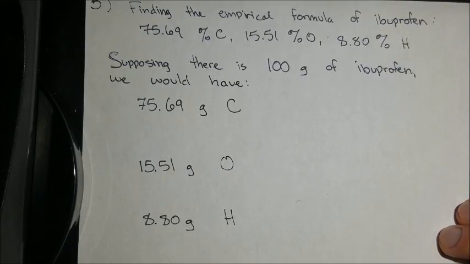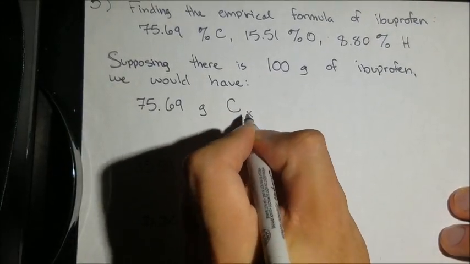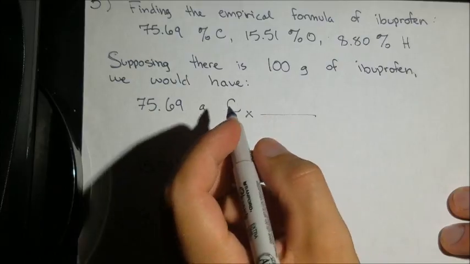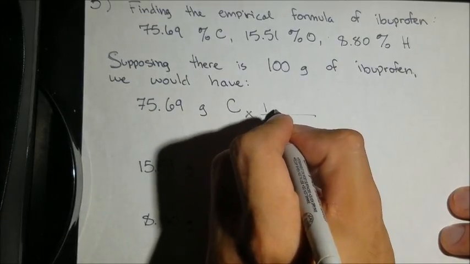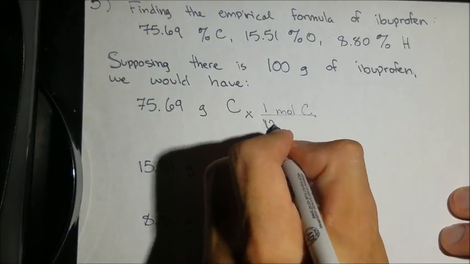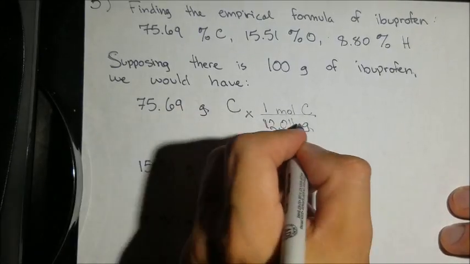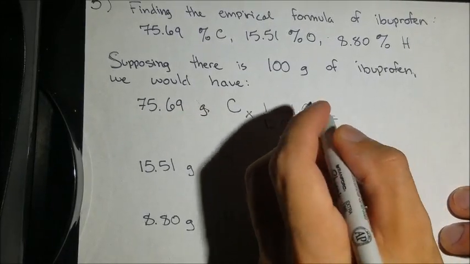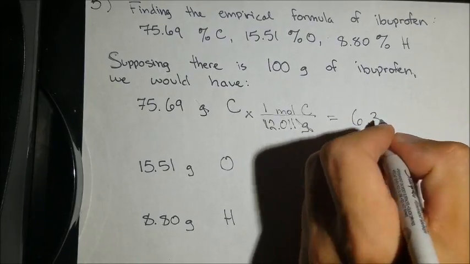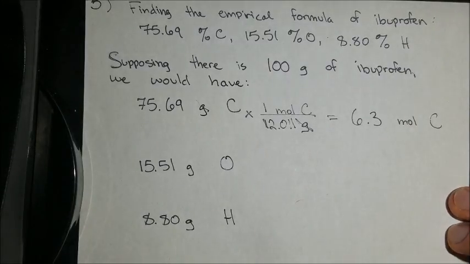And then what we can do is convert each of these masses into moles. So let's go ahead and do that. I'm going to the periodic table, and I'm looking up that 1 mole of carbon is going to weigh 12.011 grams. So my grams are going to cancel, and I will have 6.3 moles of carbon. I'm just going to take a second here and go through all the rest of them, and we'll go from there.